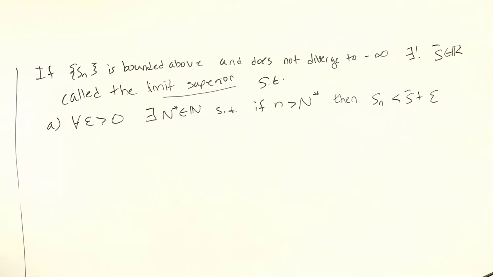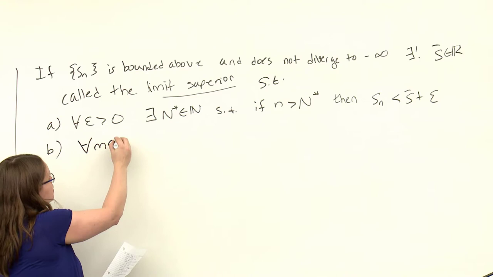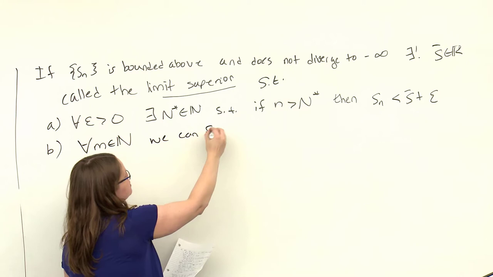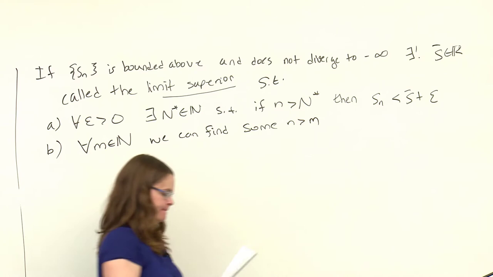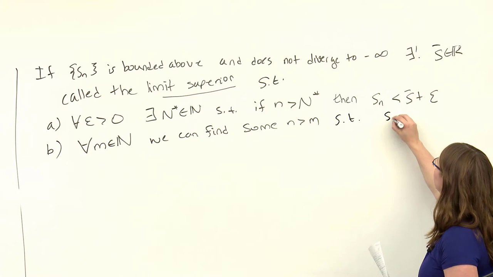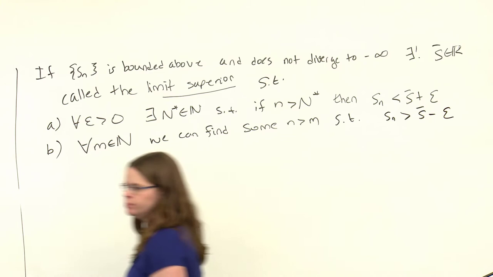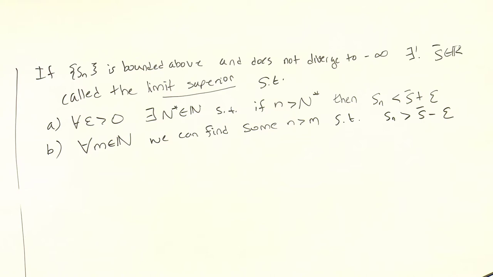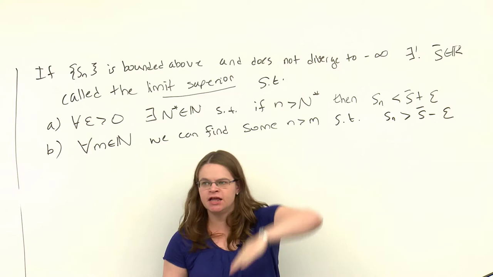Okay, and then there's a second part. So that's the part where we say this thing acts like an upper bound in some sense. And then we also need the part where it says this actually acts like a least upper bound in some sense. So this is going to say for all natural numbers, we can find some n beyond it, just one is enough, such that S_n is bigger than S bar minus epsilon. Okay, this is the part that's going to say actually S bar acts like a least upper bound. S_n keeps coming up close to it.